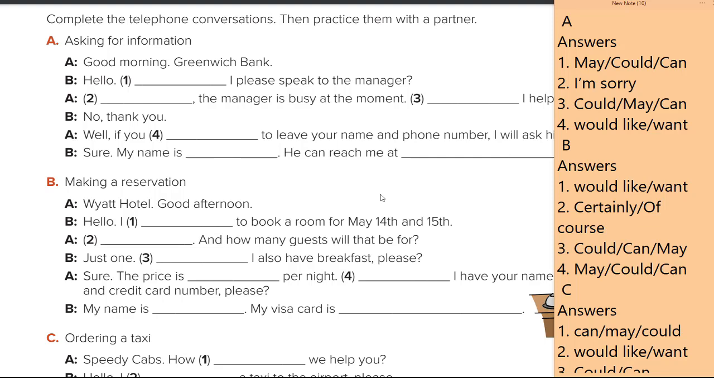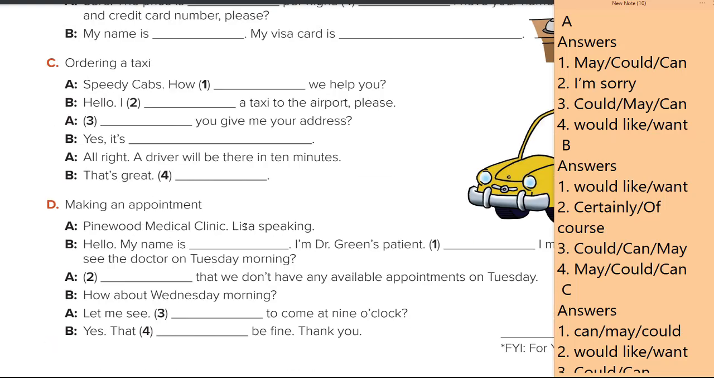Making a reservation, الآن حجز. Wait Hotel, good afternoon, hello. I, يطلب الآن طلبا فيقول, would like or want, أرغب في, to book a room for May 14th and 15th. Certainly, بالتأكيد, لأنه يقبل. Of course, أيضا, جواب آخر. And how many guests will that be for? Just one. Three, could, can, make, جميعها للطلب. I also have a breakfast, please. إذن هذا طلب لو سمحت. Sure, the price is, مثلا, per night, 1,000 per night, لكل ليلة. Four, may أيضا تصلح لأن هذا طلب could وكان كذلك. I have your name. My name is سالم. مثلا my visa card is and number يضيف لها رقم.